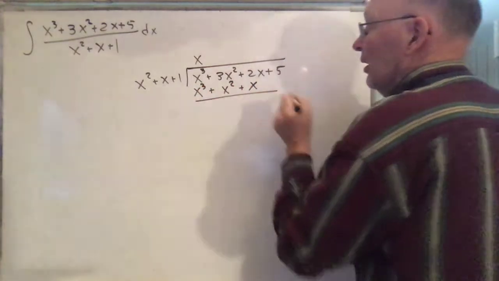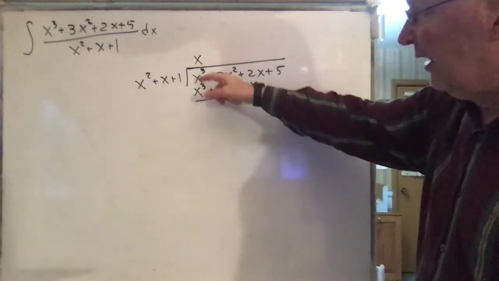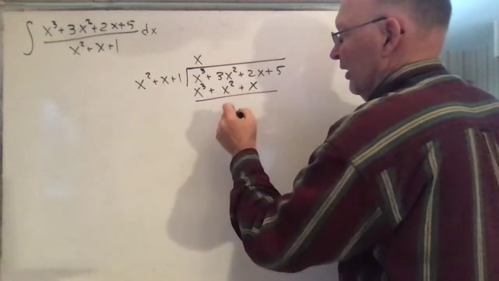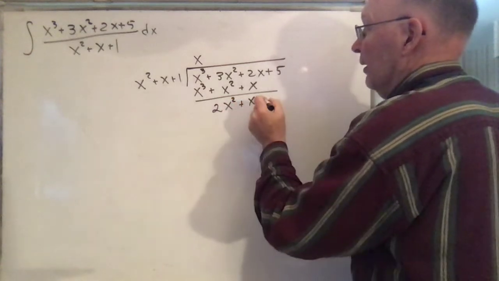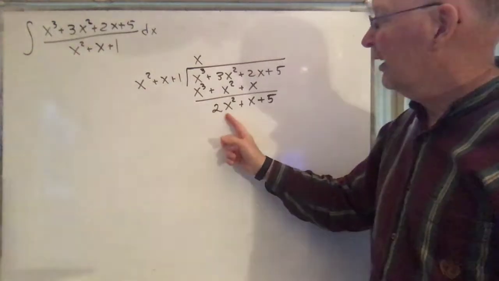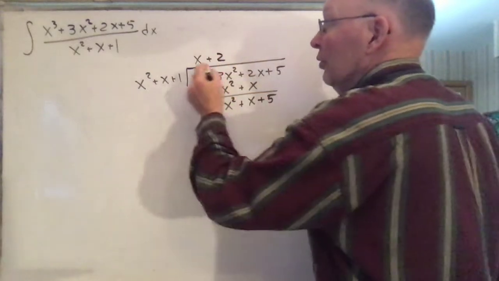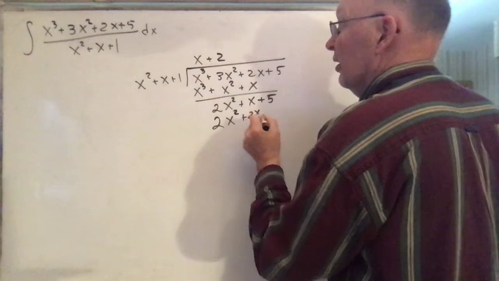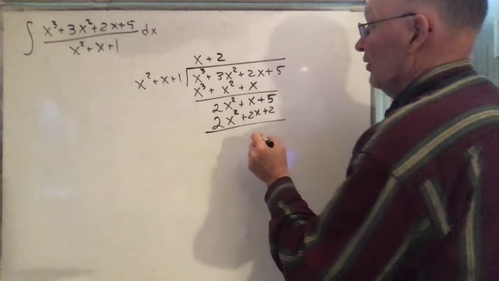By the time you've multiplied that all out, then you subtract. And so the way you've done it, this one is going to go away. And you're going to get 3x squared minus x squared is 2x squared plus x. Okay, bring down the next one there. What do you need to multiply this by in order to get a 2x squared? Obviously, you need a 2. So you go plus 2. 2 times this is going to be 2x squared plus 2x plus 2. Subtract, and you're going to get what?